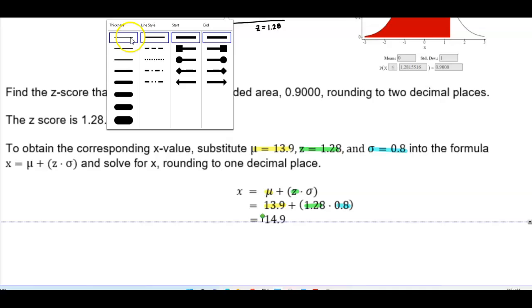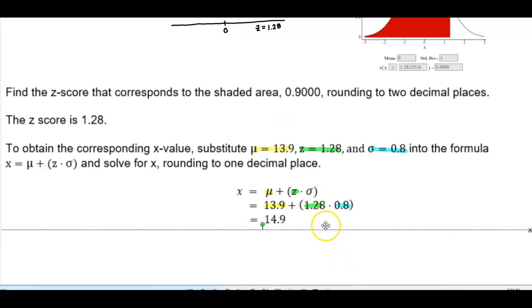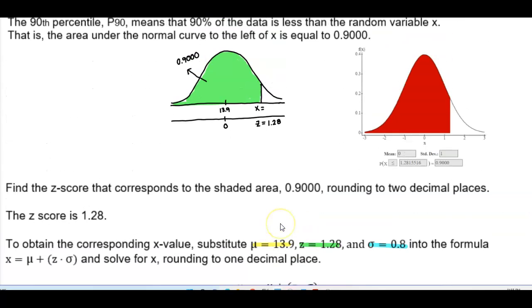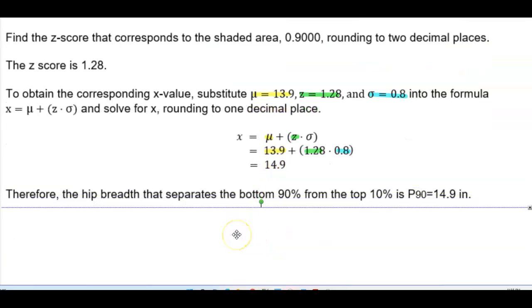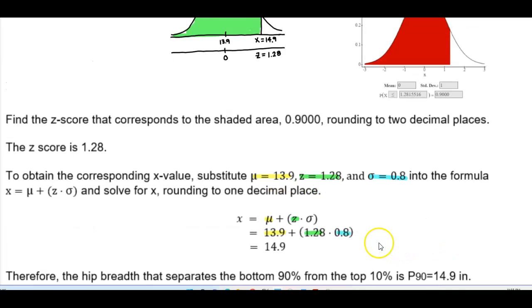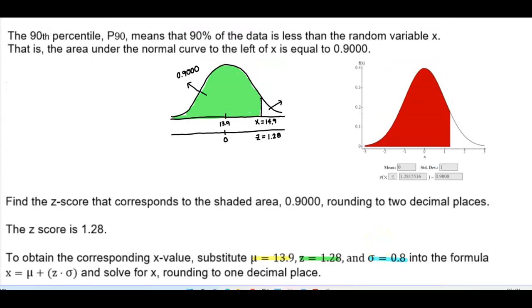So now we want to multiply them. So take 1.28 times 0.8 and add that to 13.9, and that gives us 14.9. So therefore up here, this x actually equals 14.9, which makes sense because it's to the right of 13.9. So therefore, the hip breadth that separates the bottom 90% from the top 10% is the 90th percentile, which is equal to 14.9 inches. Now the top 10% would then be this part, because that would be the 10% area.